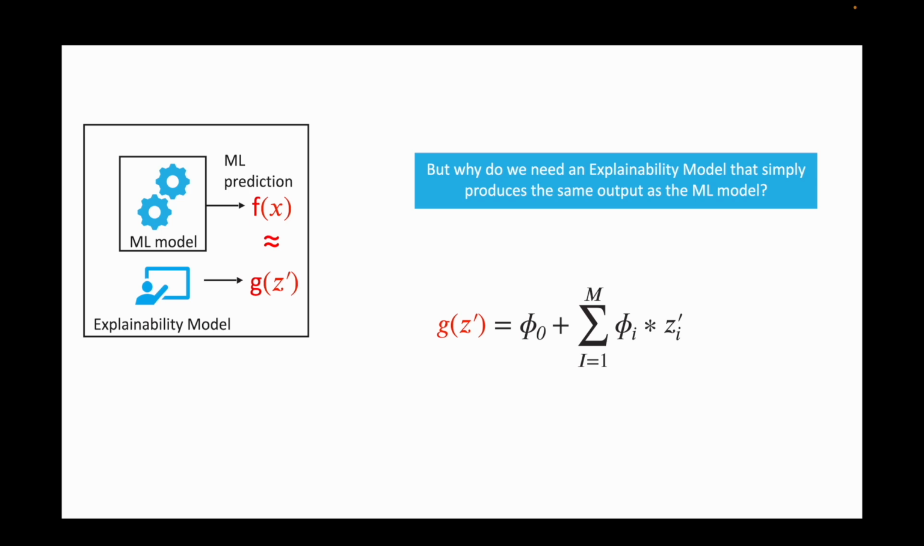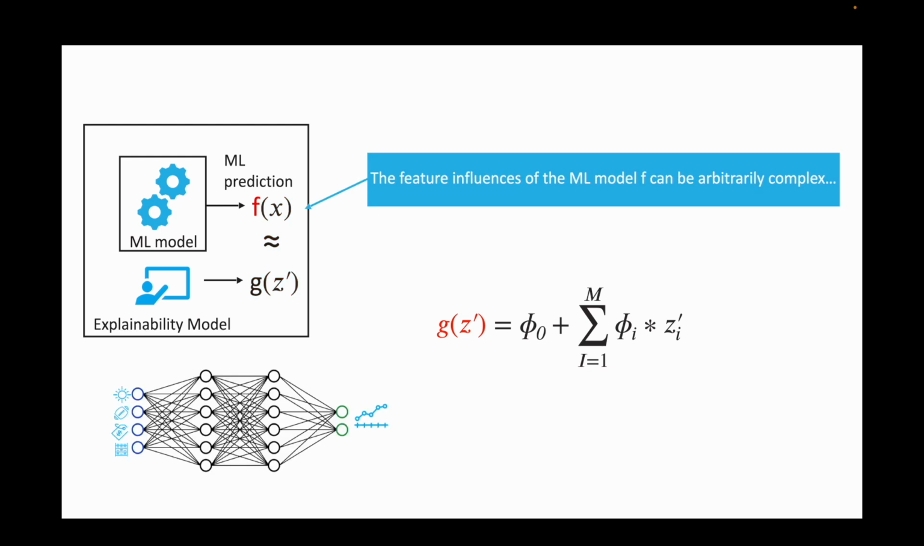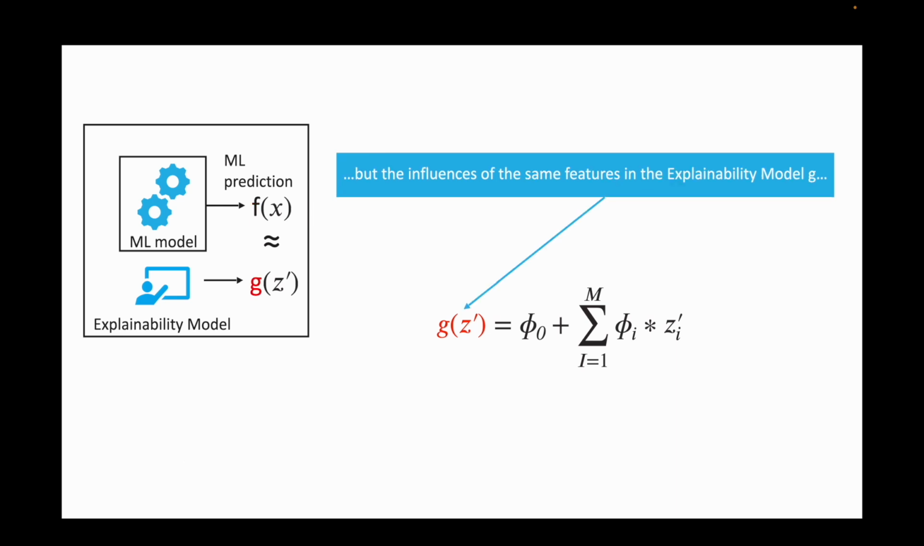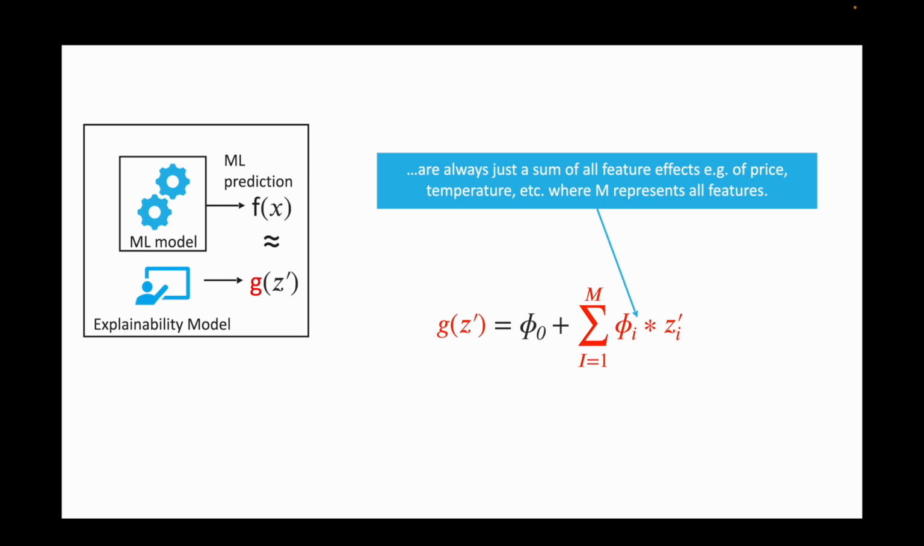But why do we need an explainability model that simply produces the same output as the machine learning model? The answer is the way that the explainability model explains how the data input contributes to the prediction output. The feature influences of the machine learning model f can be arbitrarily complex, but the influences of the same features in the explainability model g are always just the sum of all the features' effects, for example price, temperature, and so on, where M represents all features.